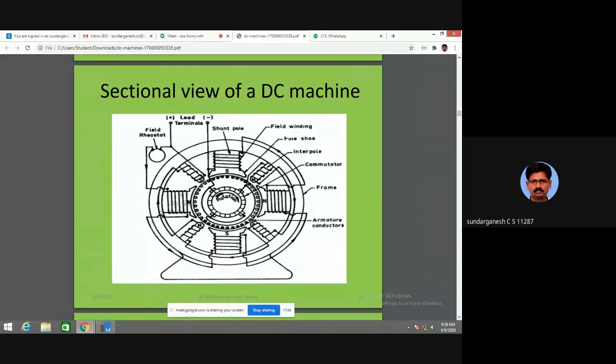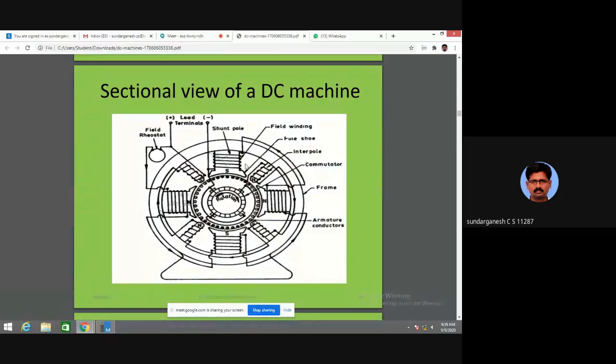Inside the armature you have another circle. This part is known as the commutator. As I have already mentioned, the purpose of the commutator is to convert AC to DC. Okay.